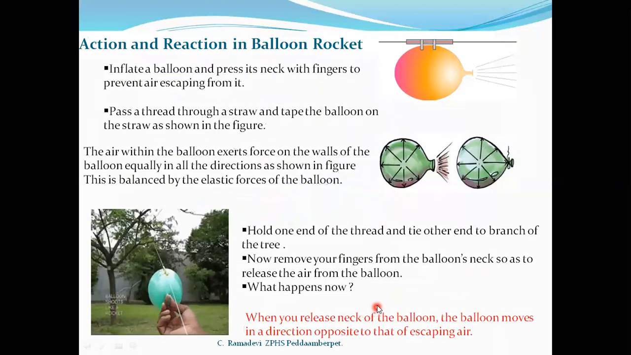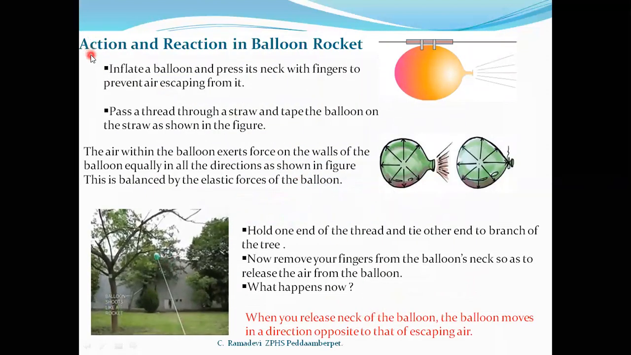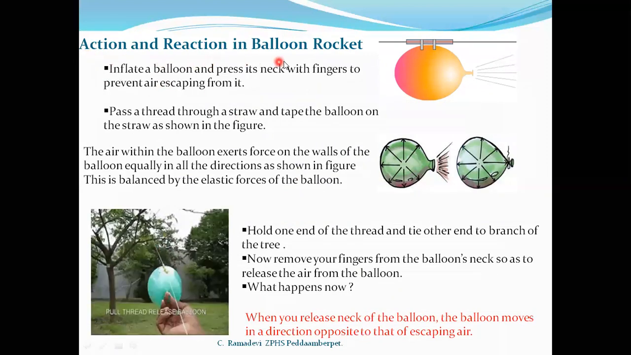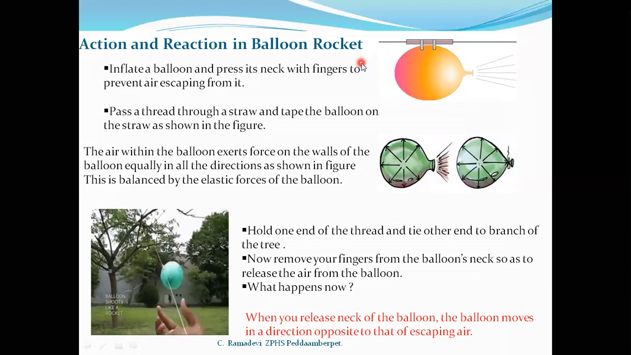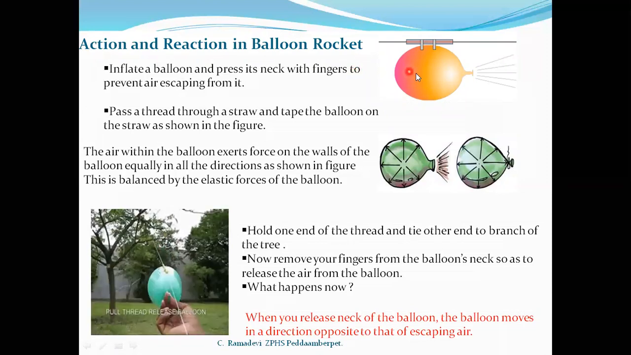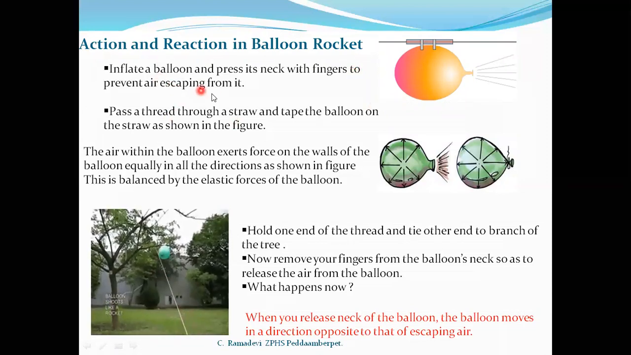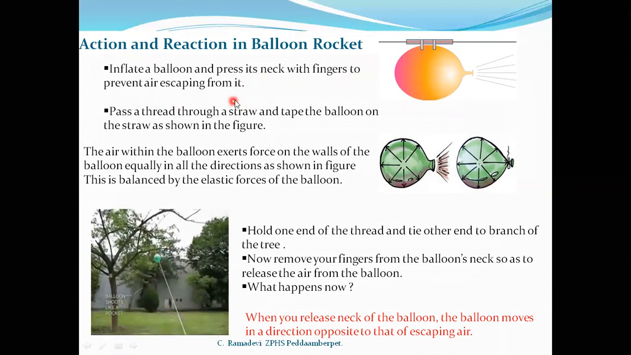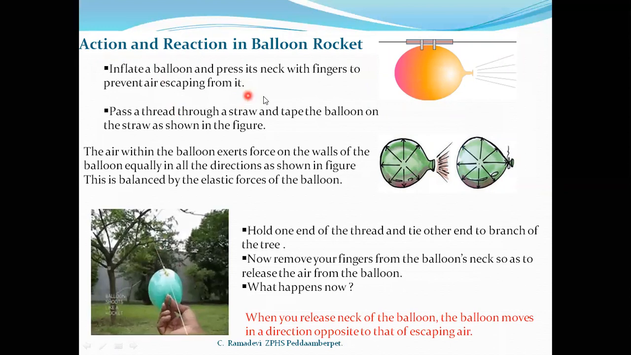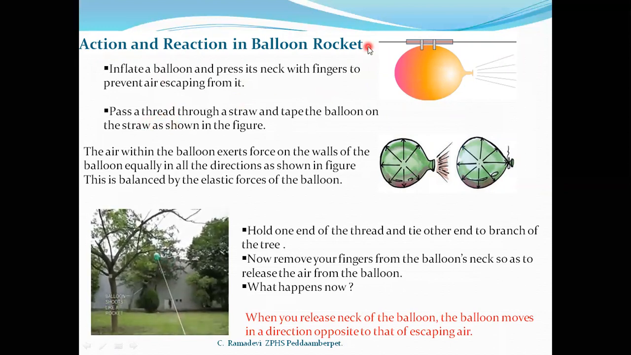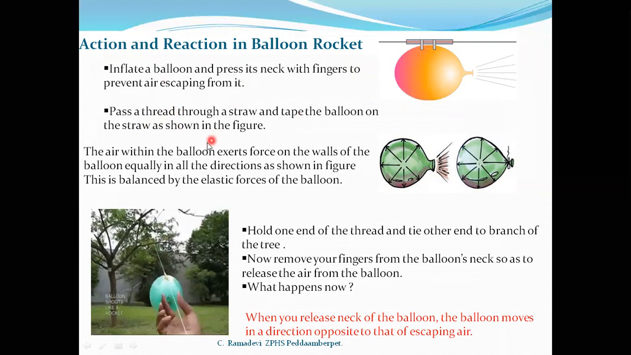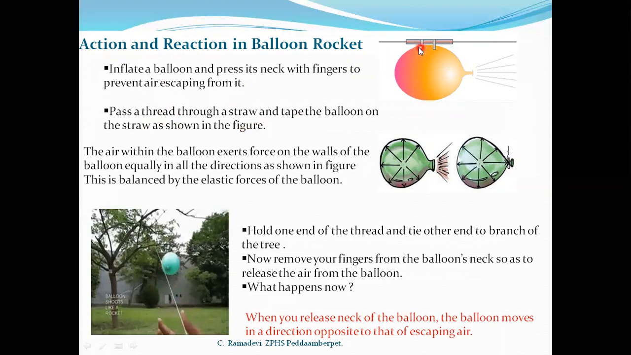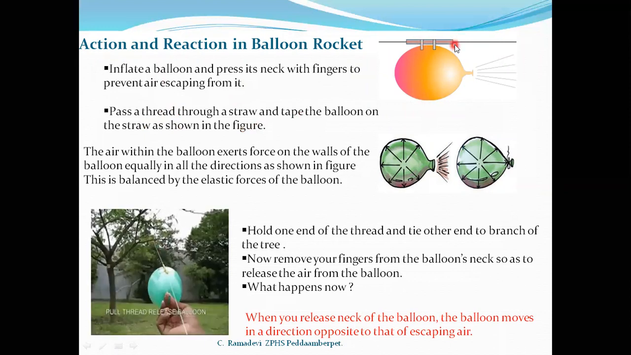Now here we see one more demonstration activity, action and reaction in the balloon rocket. In this picture we see that we inflate a balloon and press its neck with the fingers to prevent air from escaping. Pass a thread through a straw and tape the balloon on the straw as shown in the figure. Now you are seeing here, isn't it?